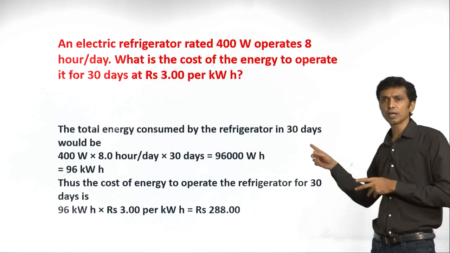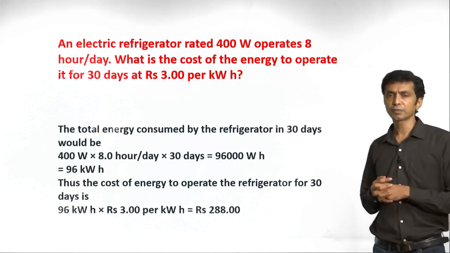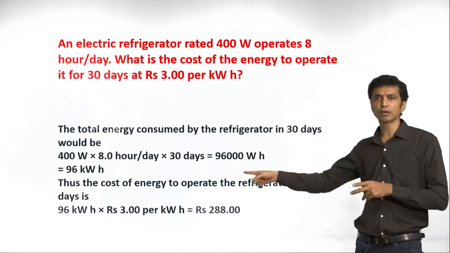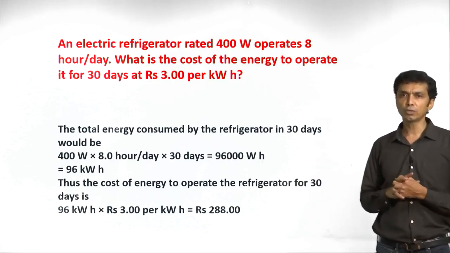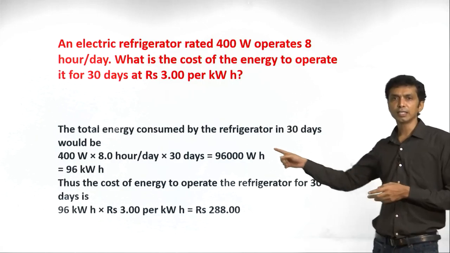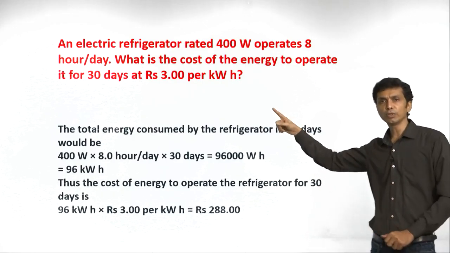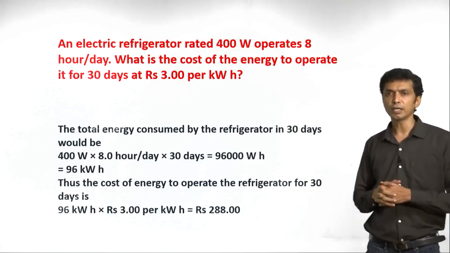It is the total hours for which the refrigerator is using electrical energy. So 96,000 watt hours means, dividing by 1000, 96 kilowatt hour. Thus the cost of energy to operate the refrigerator: this is 1 unit, which we call commercially. We will multiply, 1 unit costs 3 rupees, that means 96 into 3 is 288.